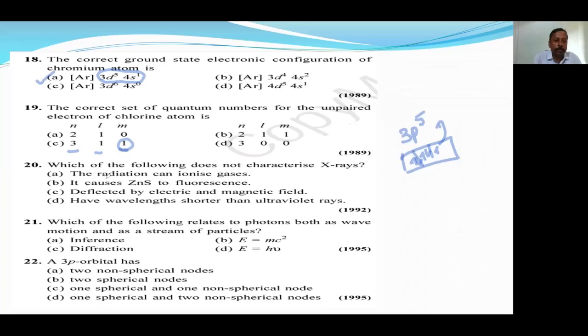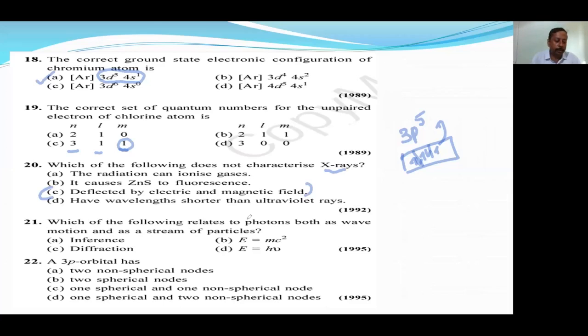Okay. Next, 20th question. Which of the following does not characterize X-ray? That means the X-ray property is not. Actually X-rays are neutral. Does not characterize: deflected by. Answer will be C, deflected by electrical and magnetic field. Cathode rays will be deflected, but not X-ray.